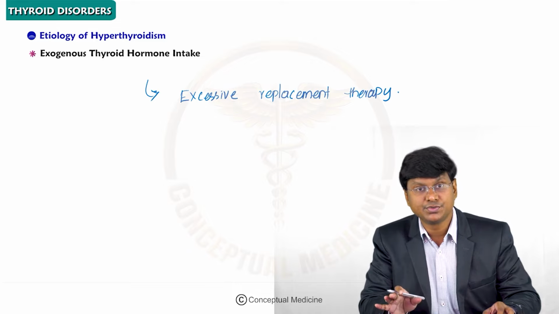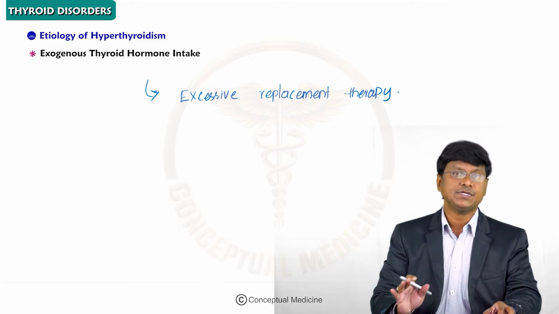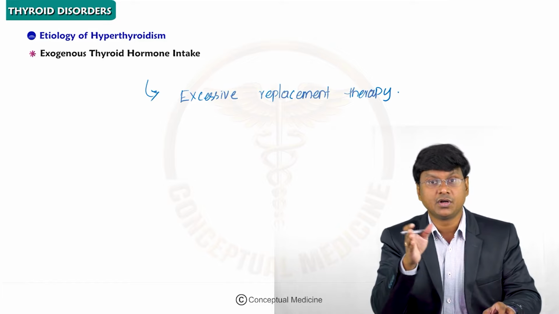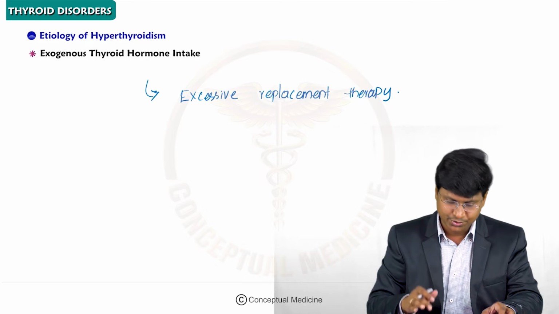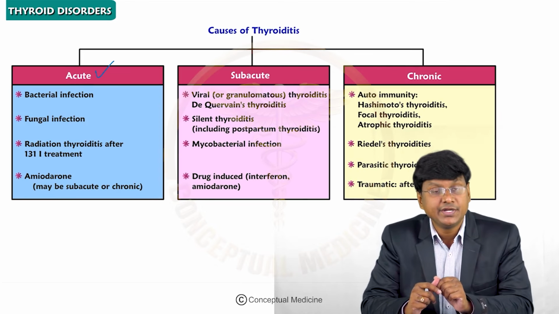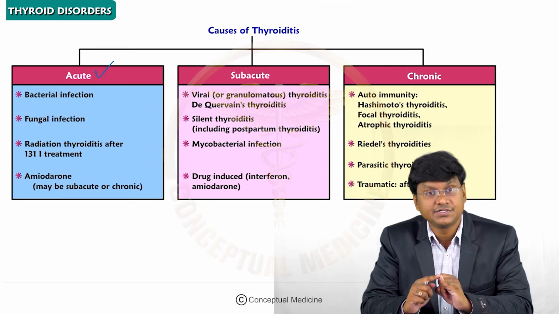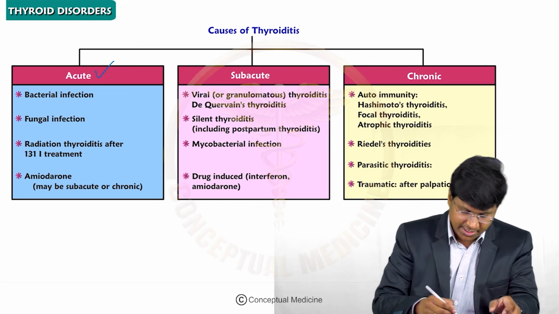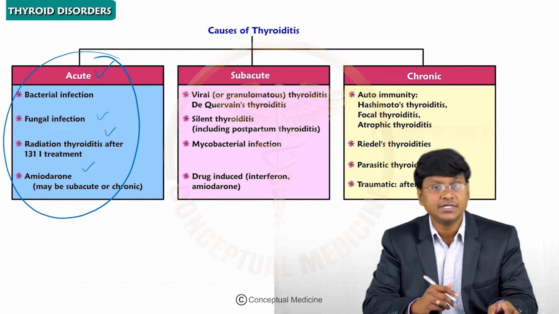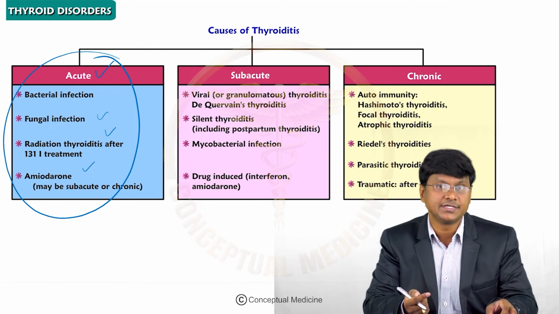But one point you should know is about thyroiditis. So thyroiditis, if you see, it can be acute, subacute or chronic thyroiditis. Let me show you that. You take the conditions causing acute thyroiditis. It could be secondary to bacterial infection, fungal infection, radiation thyroiditis or amiodarone-induced thyroiditis. So these are all the etiologies which will cause acute thyroiditis.